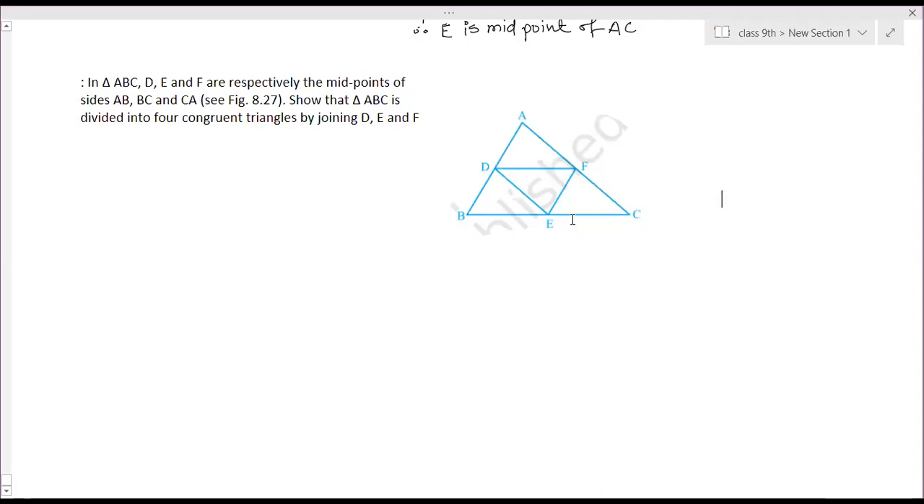Similarly, DFCE. DF is parallel to EC and DF is equal to half of BC, as well as EC also half of BC. So therefore DF is equal to EC and DF is parallel to EC. Therefore DFEC is a parallelogram. Diagonal divides it into two congruent triangles. So therefore DEF is congruent to FEC. Similarly, this also you can prove, ADF and EDF are congruent triangles. Now all these three triangles are congruent to DEF. That means they will be congruent to each other. Clear?